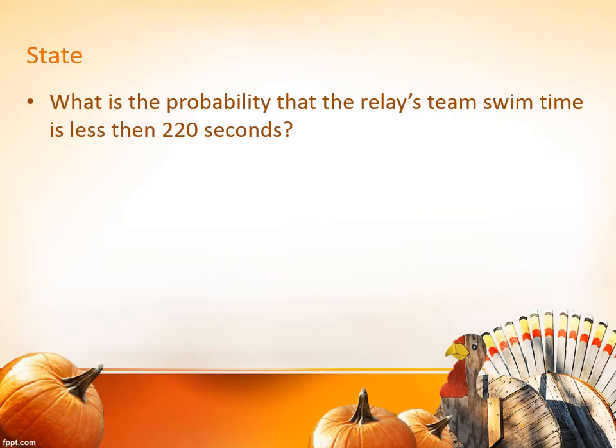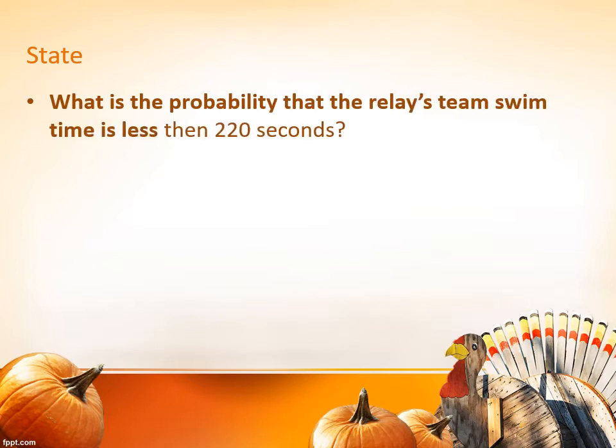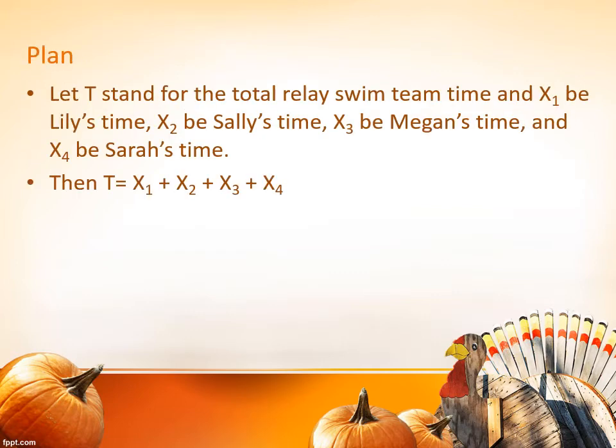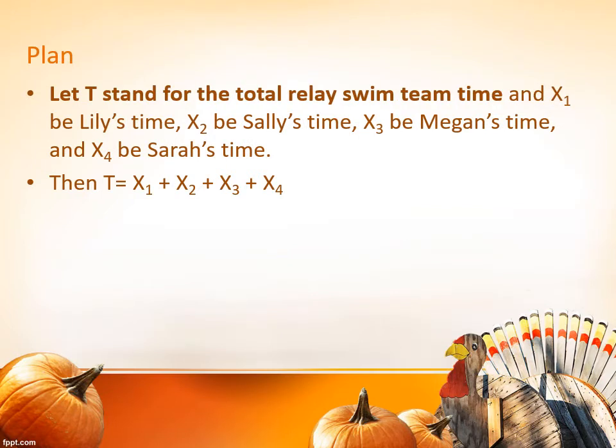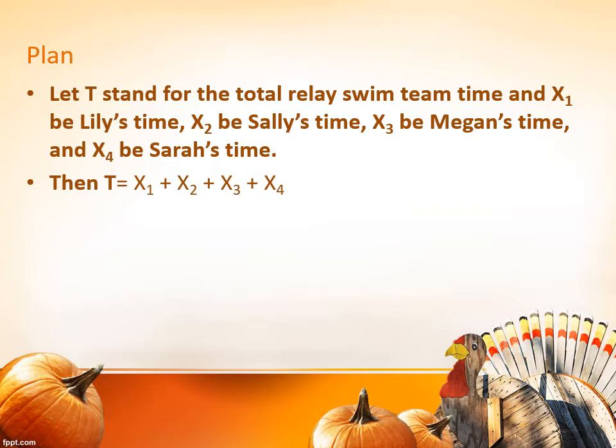Okay, so state. What is the probability that the relay team's swim time is less than 220 seconds? So let's go into the plan. We're going to say, let T stand for the total relay swim time, and X1 be Lily's time, X2 be Sally's, X3 be Megan's, and X4 be Sarah's time. Then your total is X1 plus X2 plus X3 plus X4.